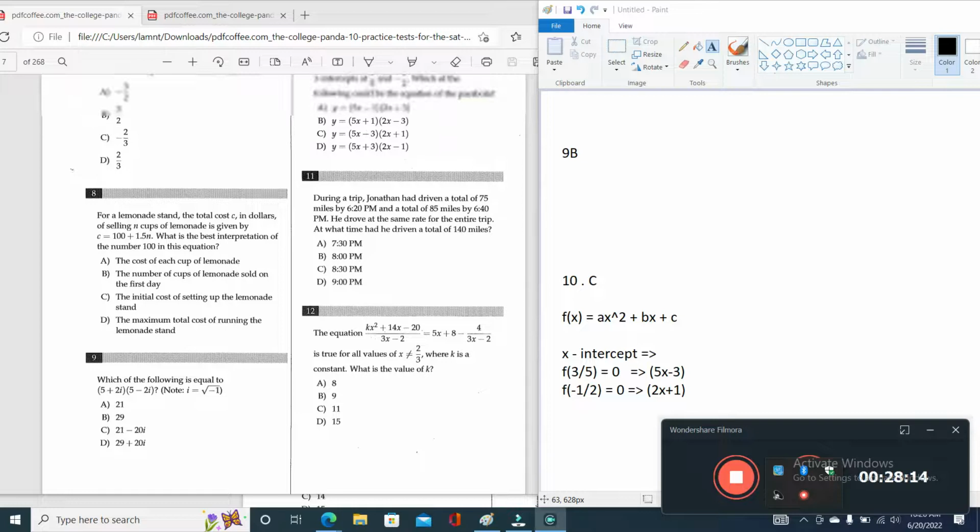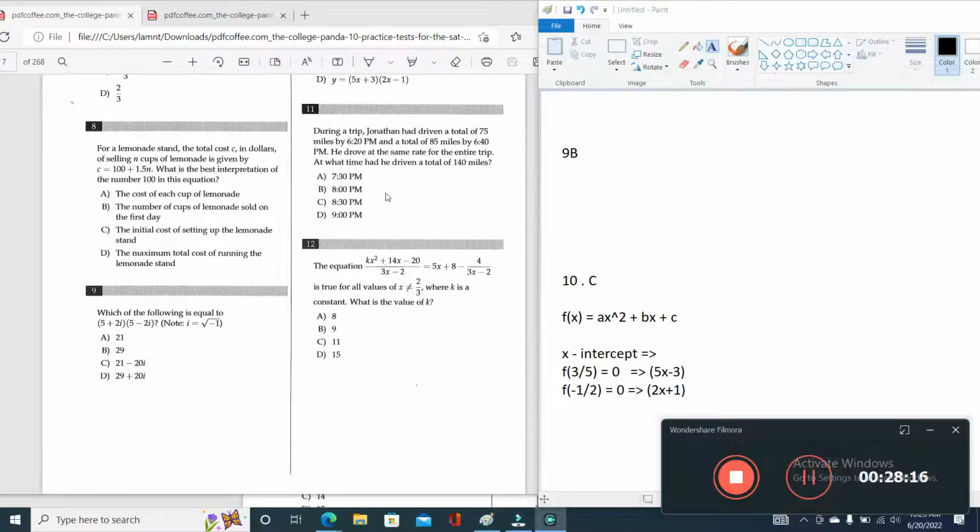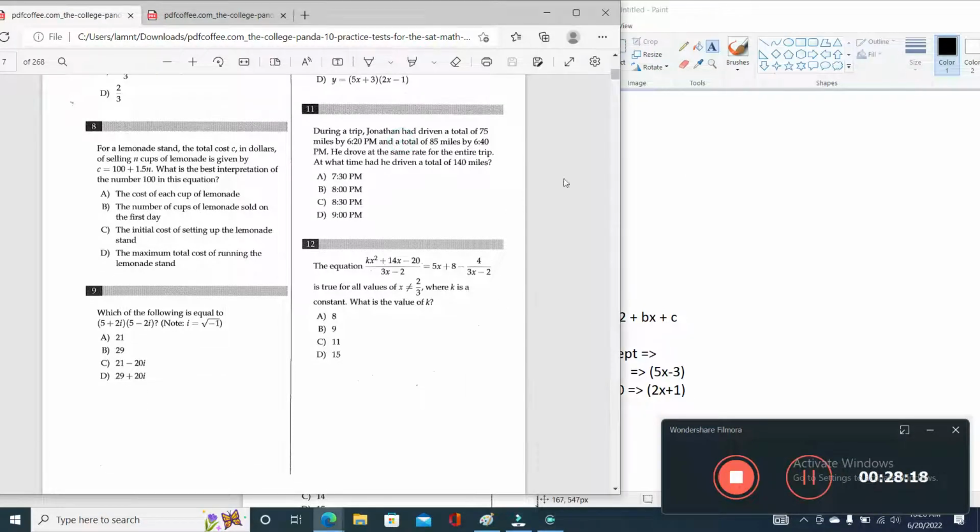Okay, so let's do 11 and 12. During a trip, Jonathan has driven 75 miles by 6:20 p.m. and 85 miles by 6:40 p.m. He was driving at the same rate for the entire trip. What time has he driven a total of 140 miles?